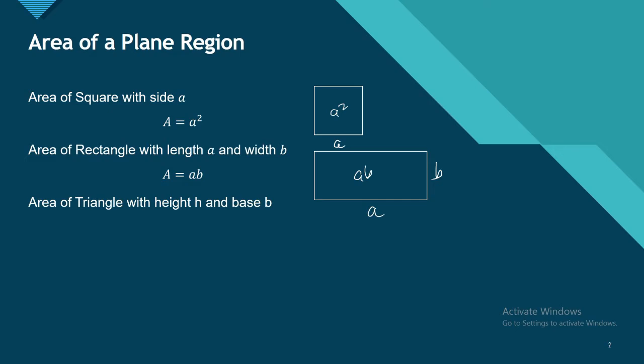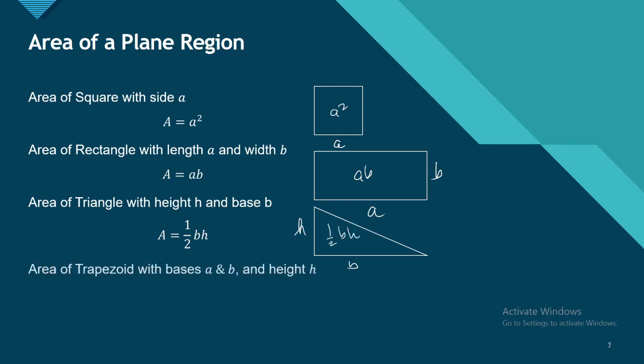For a triangle with height h and base b, so this one is a right triangle. The triangle that I will show you is a right triangle. But later on, we will verify this formula for both a right triangle and a general triangle. If this is our height and this is the base, the area of this triangle is 1/2 times base times height.